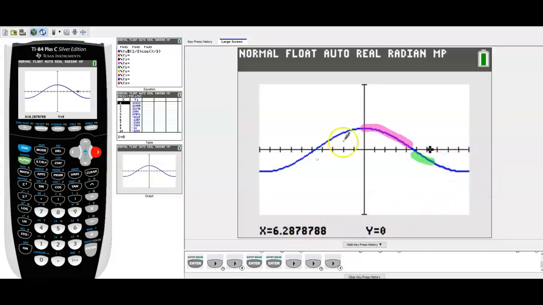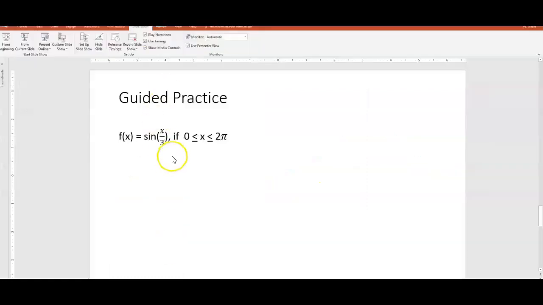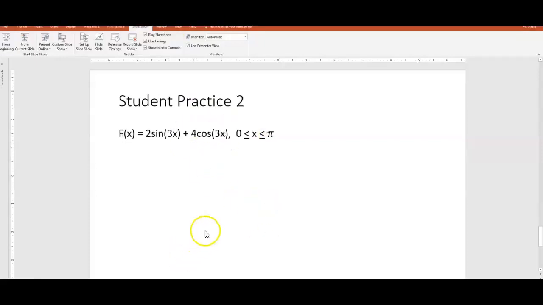So the graph is increasing from 0 up to positive 4.712, and it's decreasing from 4.712 up to 2 pi. And that's why I had my answer recorded the way that I did on the last slide. All right, so this one was a little bit different because it had an interval. A little bit of a trick I threw in there. Watch out for that kind of stuff.